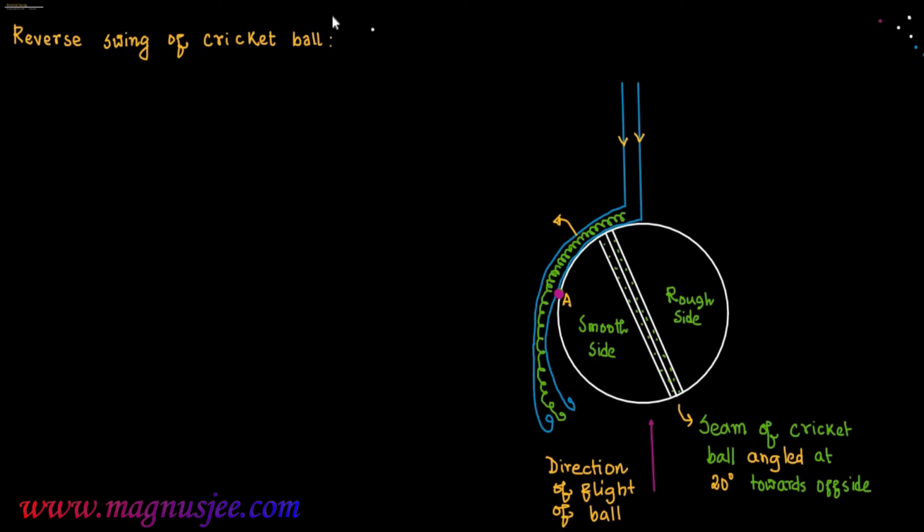So this boundary layer is in turbulent state, and we can denote the direction of airflow, and this airflow is in turbulent state. That means airflow maintains turbulent state on the seam side of the cricket ball, and we can denote another layer of air touching the rough side or non-seam side of the cricket ball.